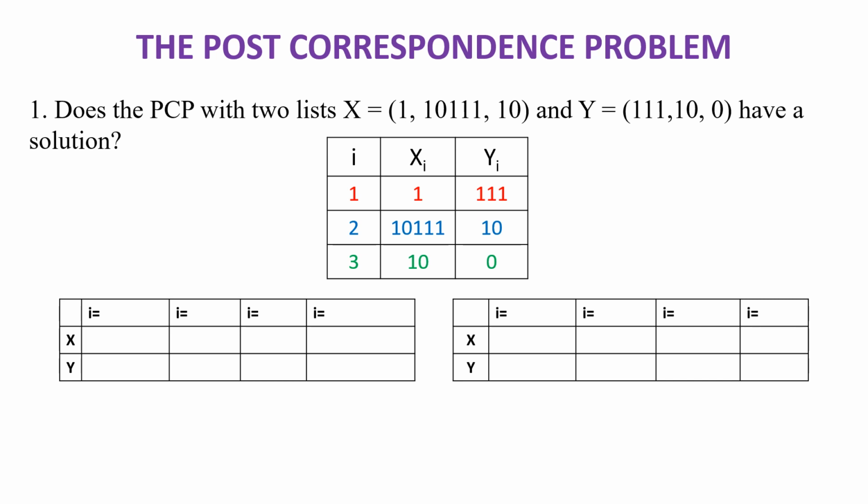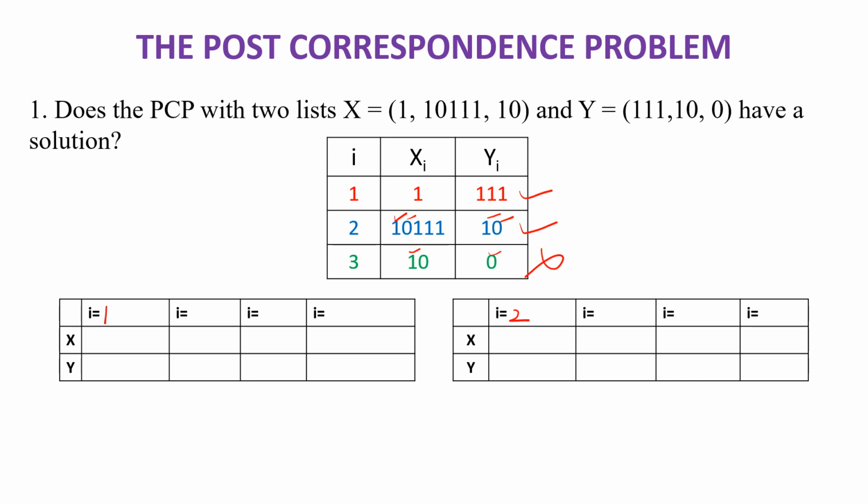First we have to find out which index we must start with: 1, 2 or 3. I can start with i as 1 because x1 starts with 1 and y1 also starts with 1. I can start with 2 because x2 starts with 1, 0 and y2 starts with 1, 0. Whereas, I cannot start with 3 because x3 starts with 1 whereas y3 starts with 0. So, the sequence can start with 1 or 2. It cannot start with 3.